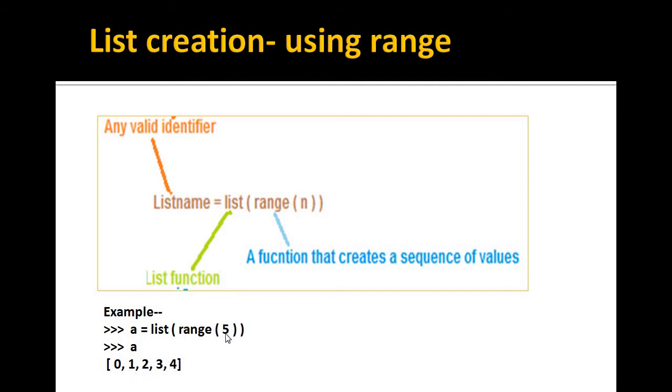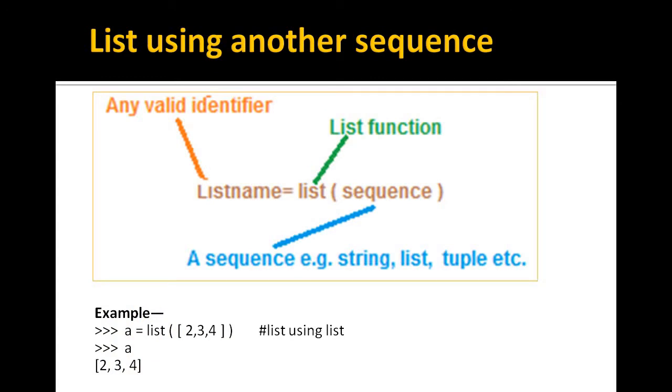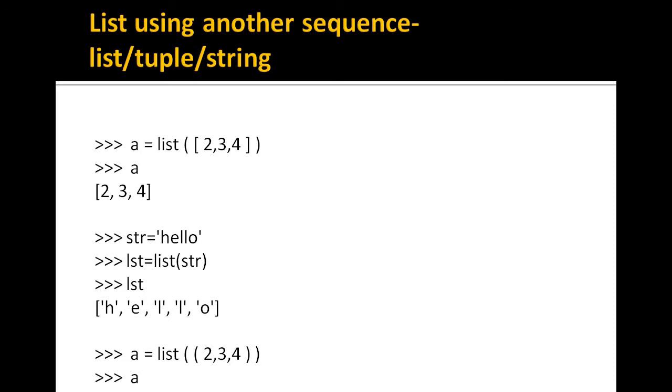So range 5, it will produce a range of values starting from 0 to 5 minus 1, that is 4, separated by 1. 0, 1, 2, 3, 4 are the values, and now you can see they are converted into the list values. Or you can simply pass a sequence inside the list function besides passing the range function or any other function. In the next page the example is given.